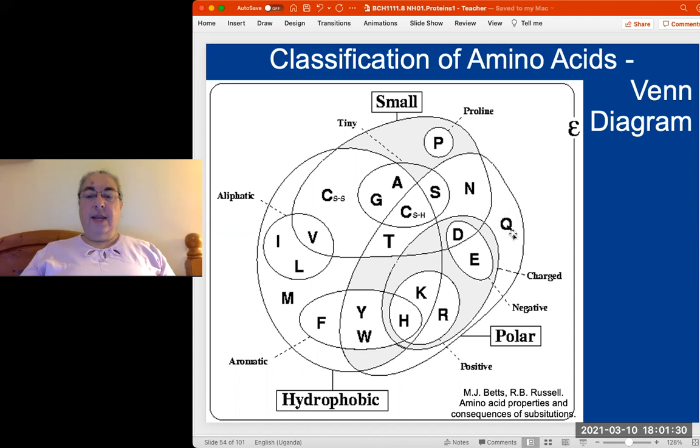Whereas here, glutamine is within the polar grouping, but not within the small or the hydrophobic grouping. Okay, so you might want to study that diagram and understand how the different properties of the R groups can work together to give each amino acid a different characteristic.